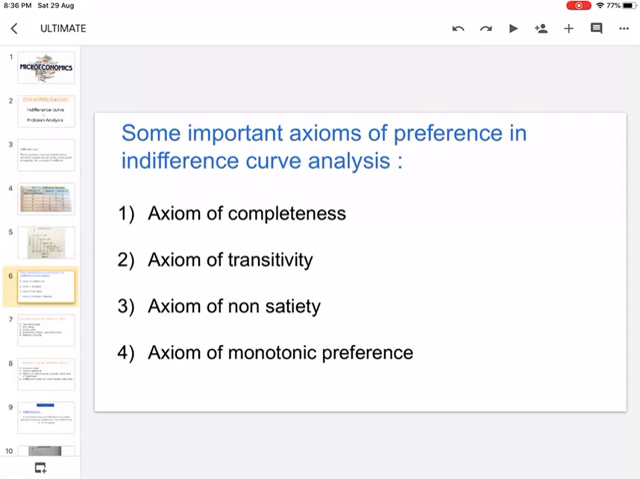Then we have the axiom of non-satiety. Non-satiety means that a point never comes when the consumer feels that he is saturated or he is full. It means simply that the more he gets of the commodities, the more he wants.